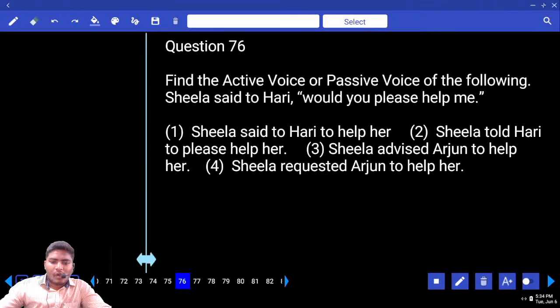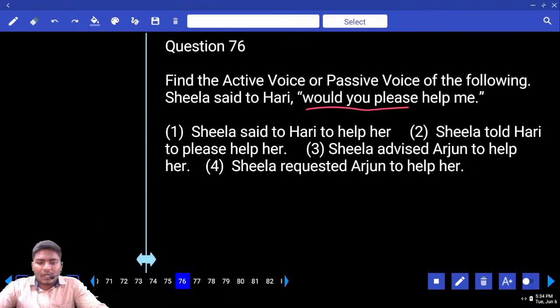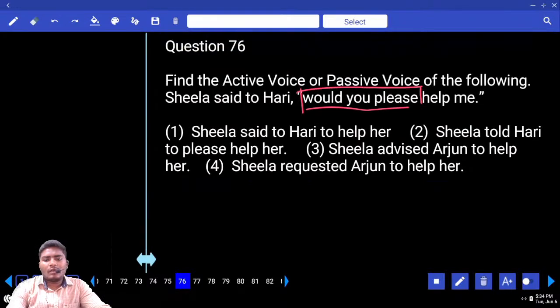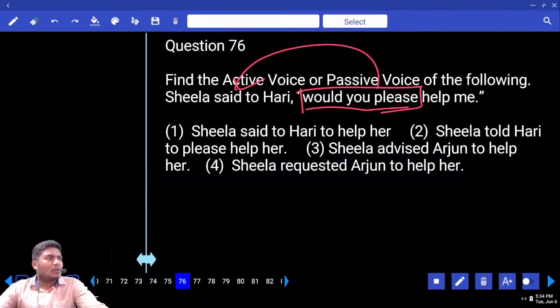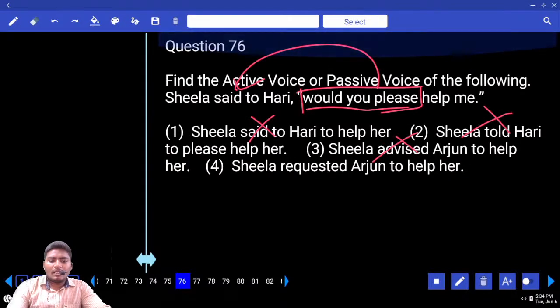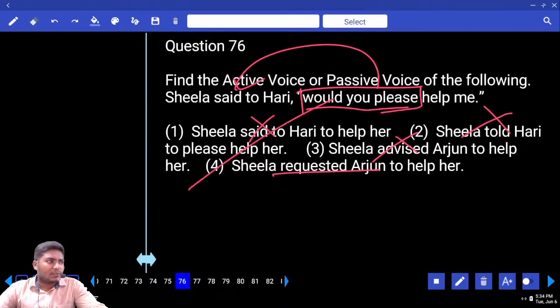Look at the sentence. Sheila said to Hari, would you please help me? What is your answer? What is given here? Would you please? Your reporting verb should immediately change to requested. Where is that word requested? Said, told, advised, requested. Answer is 4.